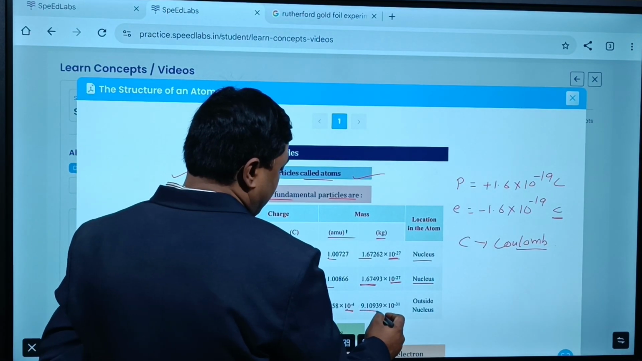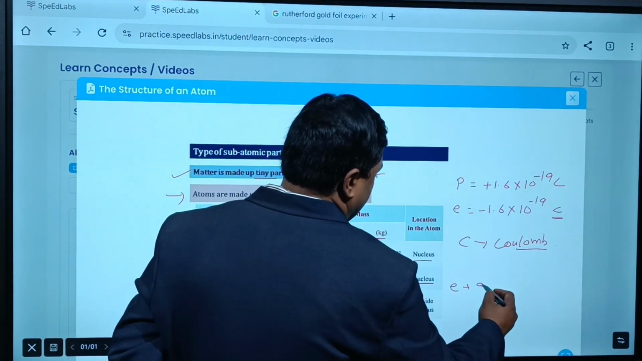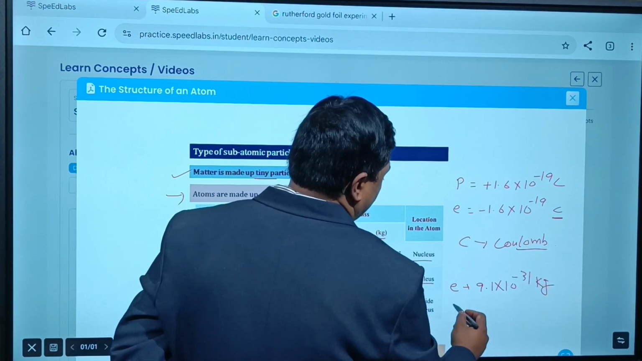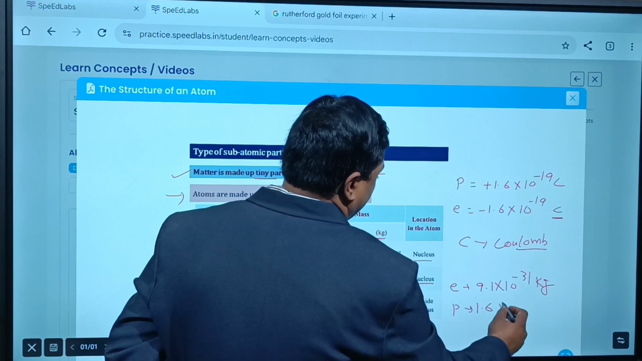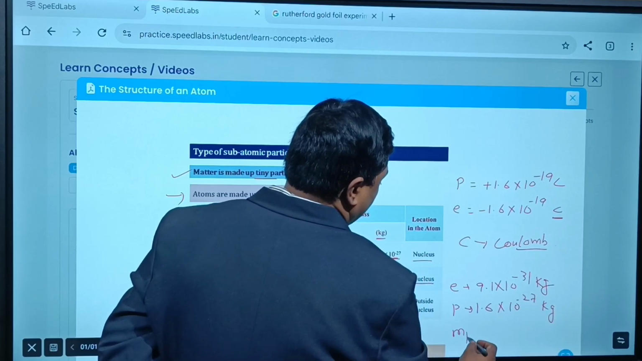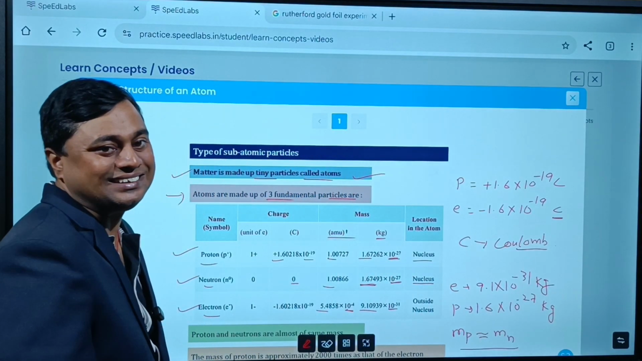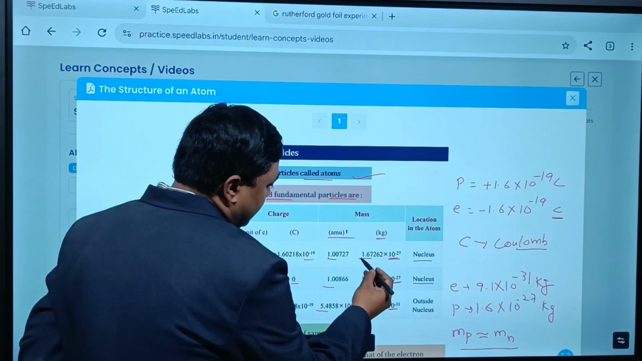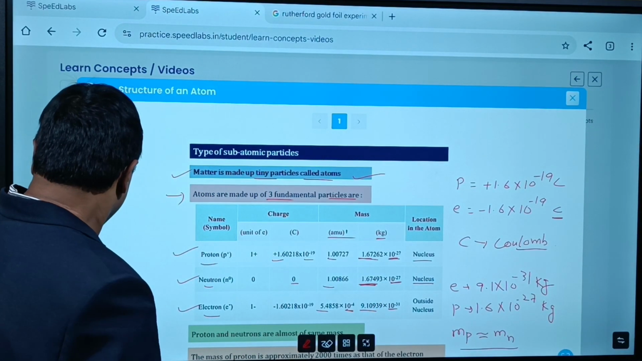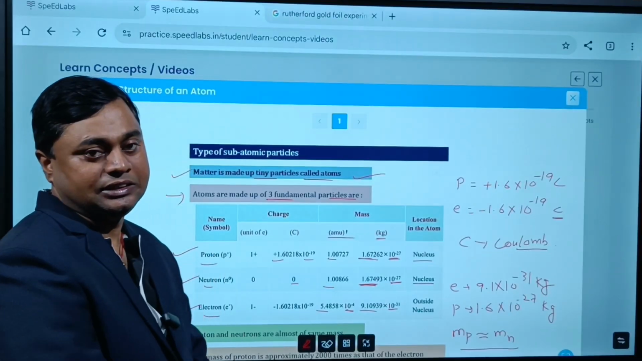Electron mass is 9.1 into 10 power minus 31 kg. Whereas for the proton you can remember 1.6 into 10 to the power minus 27 kg. Generally the mass of a proton is approximately equal to the mass of a neutron. It is not exactly equal; you can see a slight difference: it is 1.672 here, 1.674 there. Is it clear? So where is the electron situated? Outside the nucleus.